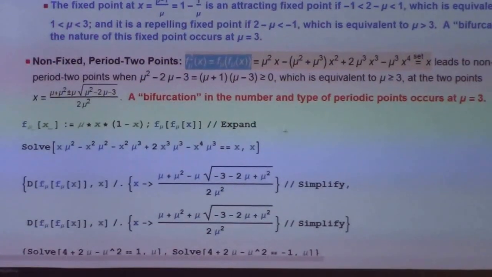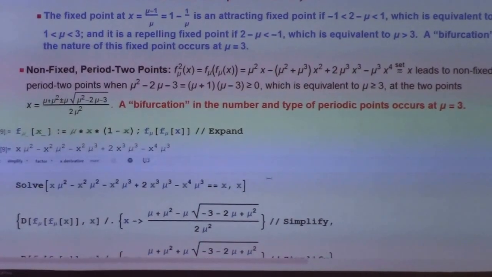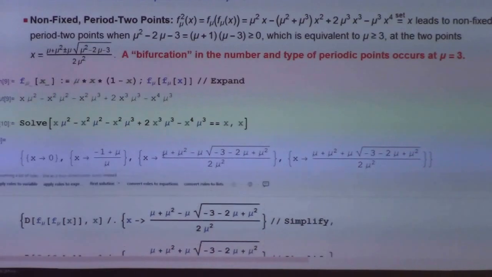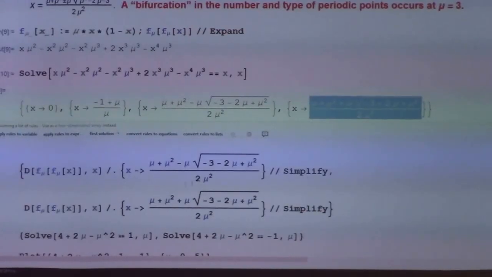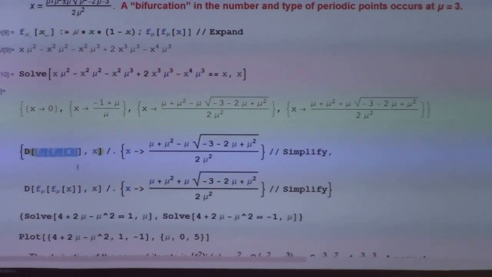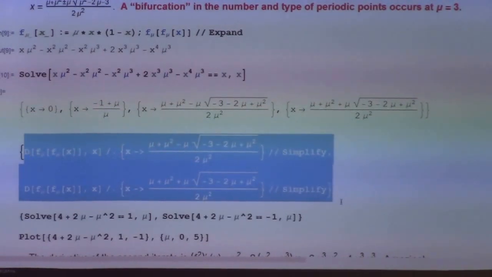This code here helps me solve for those things. There's the fourth degree equation. I can solve for where it equals x. There you see these square root expressions. I can take the derivative of the second iteration at those points. That's what this code does. And see whether the derivative is less than 1 in absolute value or not.